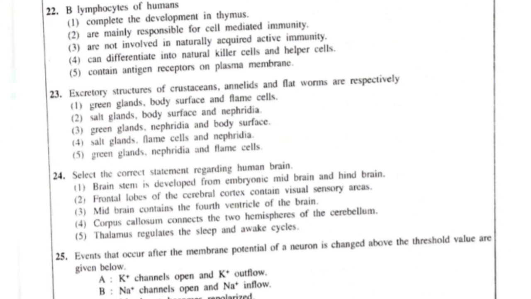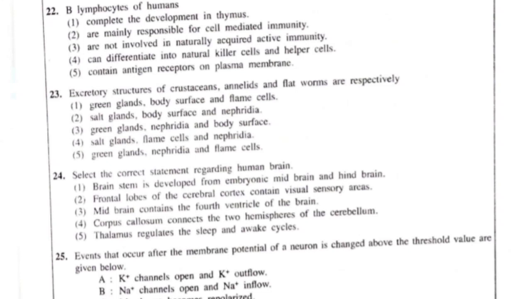Question number 24, select the correct statement regarding the human brain. First statement says brainstem is developed from embryonic midbrain and the hindbrain. That is the correct answer. So answer is answer number 1. Then the second statement says frontal lobes of the cerebral cortex contains the visual sensory areas. That is wrong. Visual sensory area is in the occipital lobe. Third statement is also wrong because the fourth ventricle of the brain is found in the hindbrain.